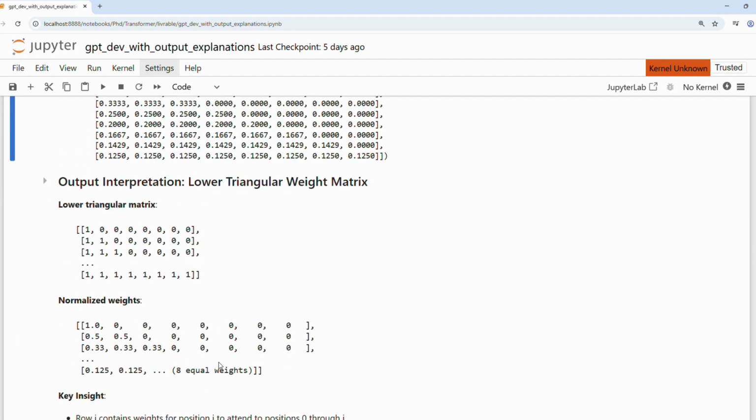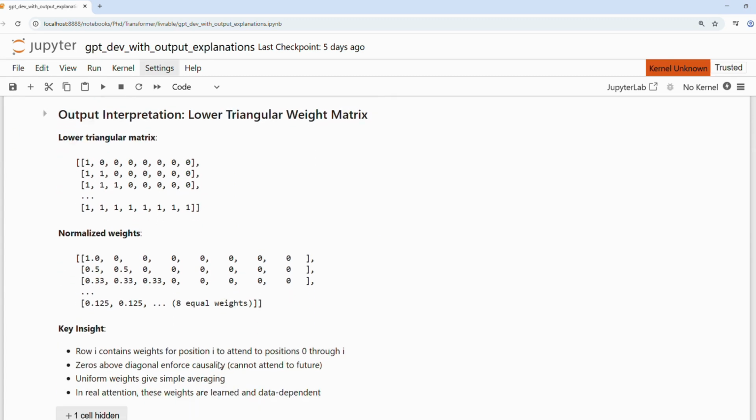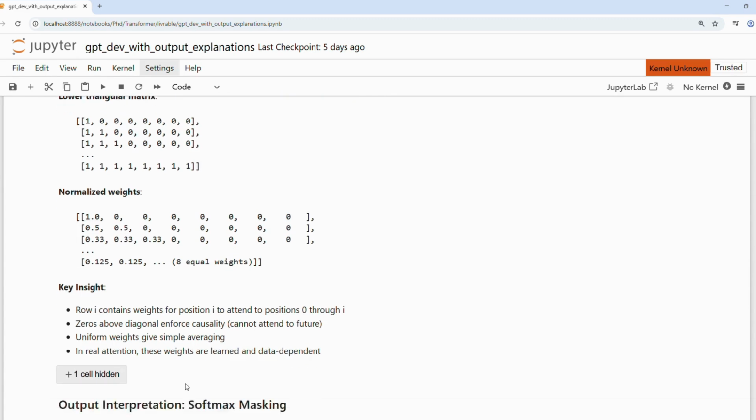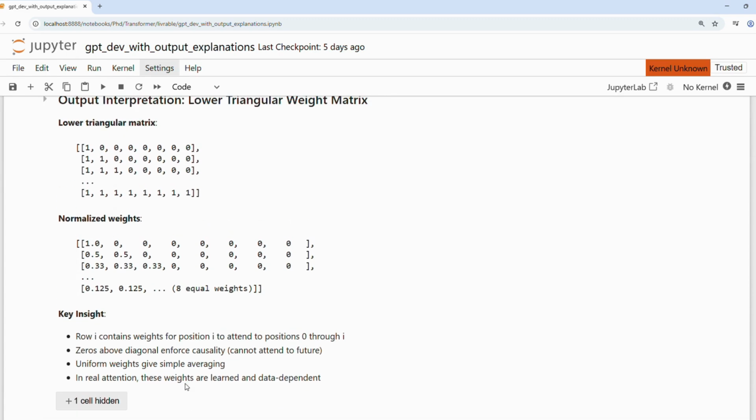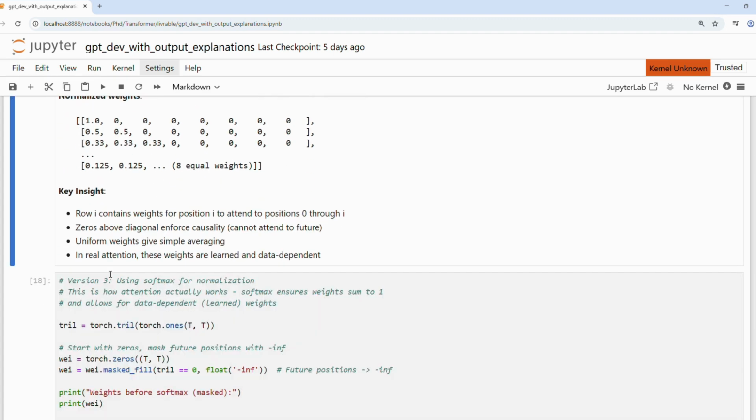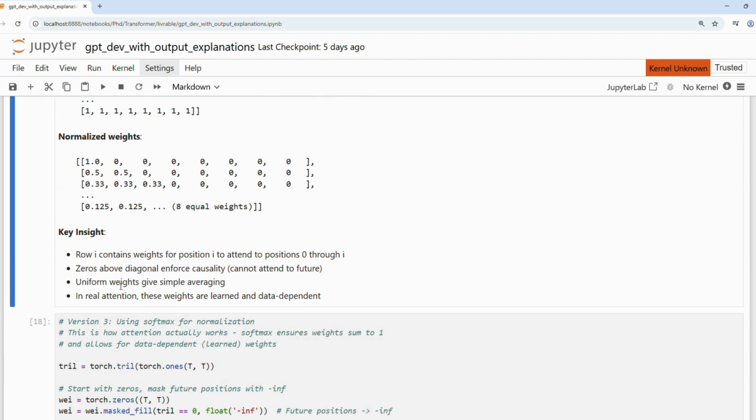Let me explain why this works. The lower triangular structure enforces causality. Row 0 has a 1 only in column 0. Position 0 can only see itself. Row 1 has 1s in columns 0 and 1. Position 1 sees itself and the previous token. Row 7 has 1s in all 8 columns. It attends to the full context. After normalization, each row becomes a set of attention weights that sum to 1.